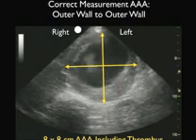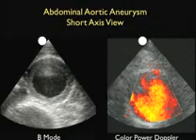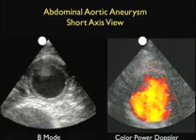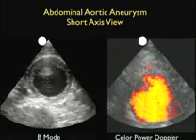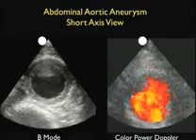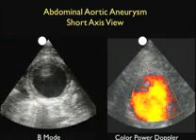the abdominal aortic aneurysm. These are two video clips from a patient who presented with an abdominal aortic aneurysm and who was symptomatic with abdominal and back pain. We see two pictures taken in a short axis view, a B-mode or grayscale image to the left, and a color power Doppler image to the right.